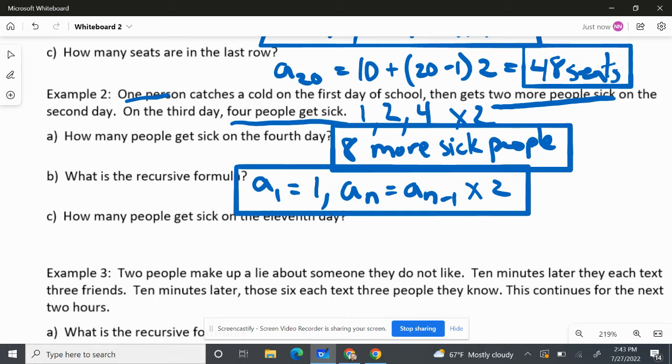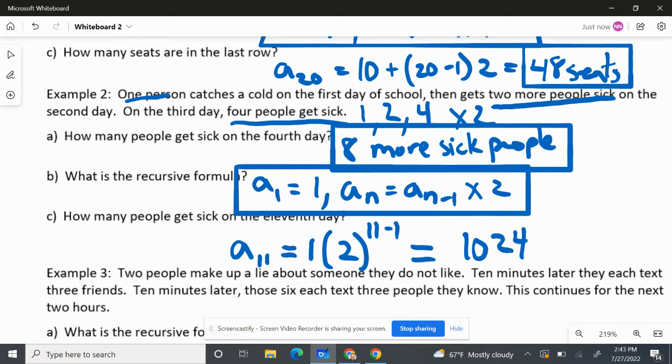Now, for the next one, how many people get sick on the 11th day? So a sub 11 equals my first term, 1, times 2 to the 11 minus 1. This time I'm going to bring a calculator. Obviously 1 times 2 doesn't change anything. So I'm going to start off with a 2. I'm going to raise it to the 10th power because 11 minus 1 is 10. So 2 to the 10th power gives me 1,024 more sick people.